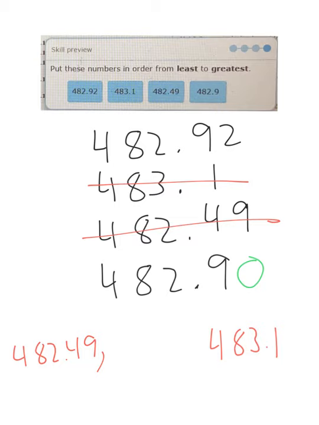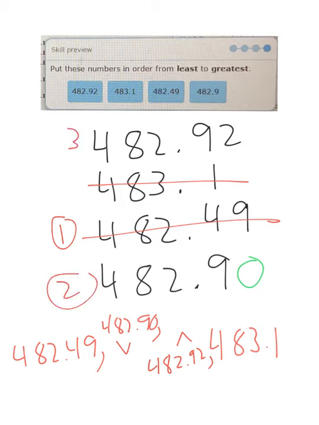Sorry, I maybe did that a little bit confusing, but so I'd have 482.90 first. And then 482.92. There, so that's there, that's there. So we saw that this was the smallest, this would have been first. And then this one was second, third, and fourth. Okay, that's it for this section. Good luck.